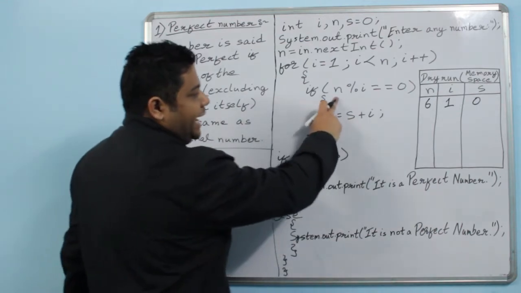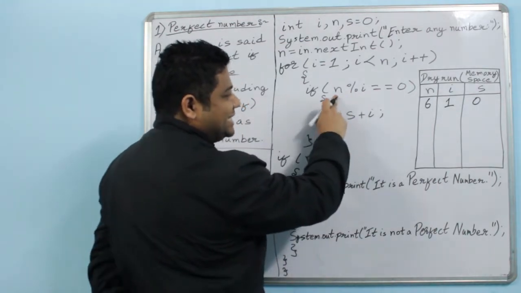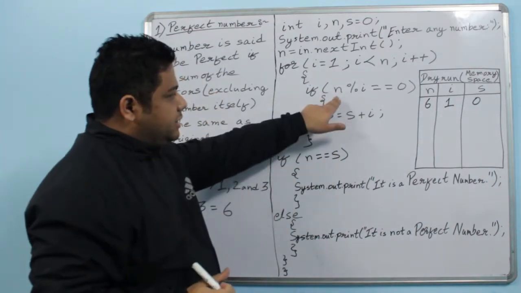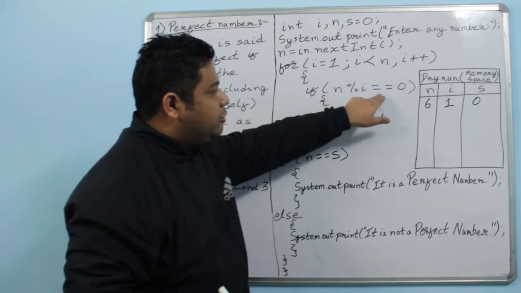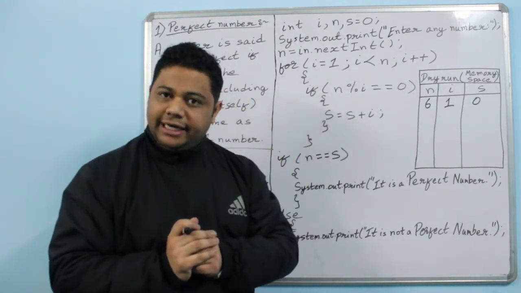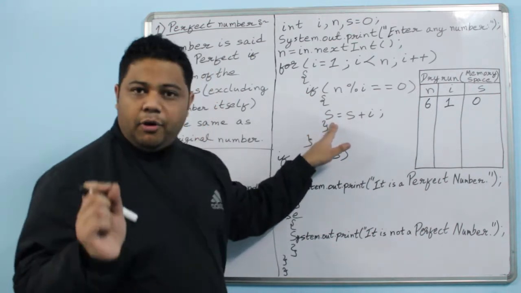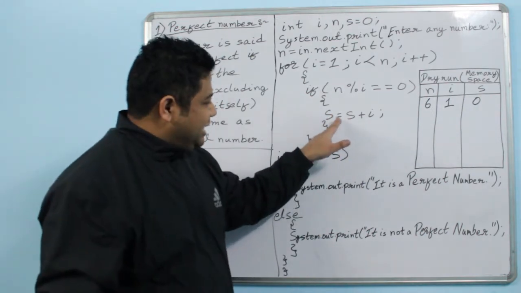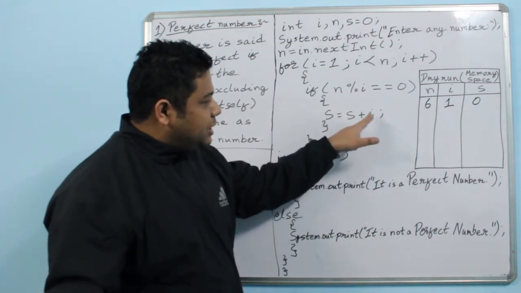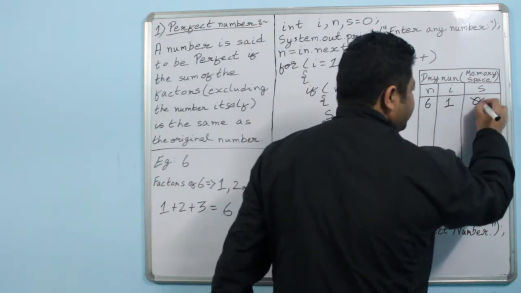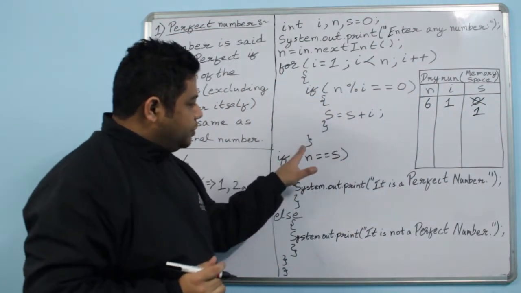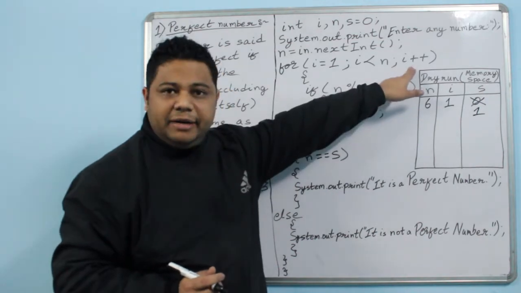So if n modulus i, n is 6, every time the value of n is 6. So 6 modulus 1 equals to 0. Whenever you divide 6 by 1, is the remainder 0? Yes. So it goes inside the body of the if statement. s equals to s plus i. s is 0, 0 plus 1, so the new value of s will be 1. And then the loop body is over. Again we go back to incrementation.